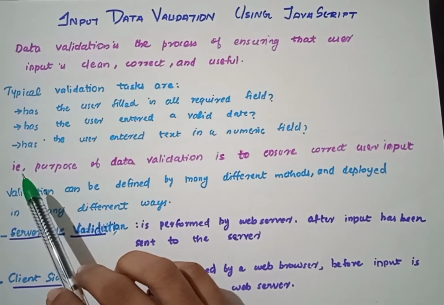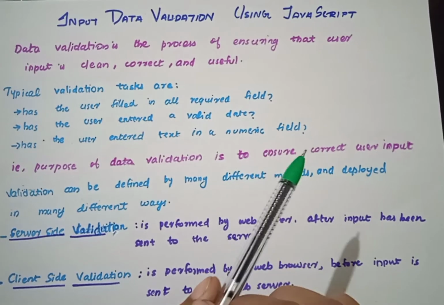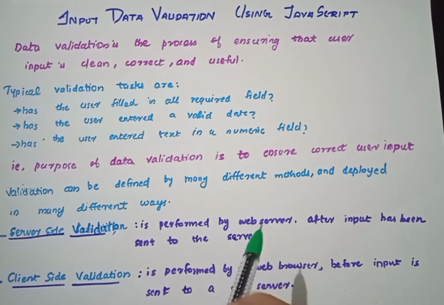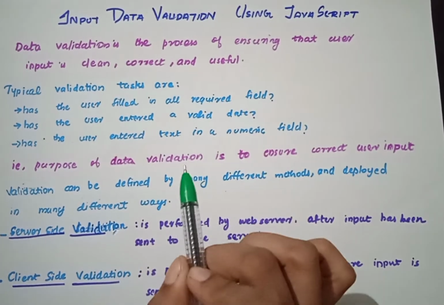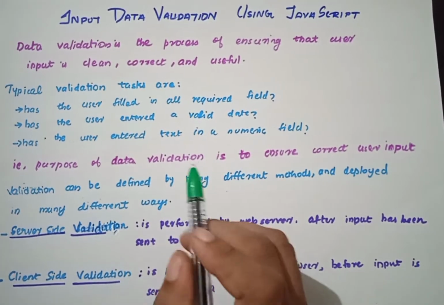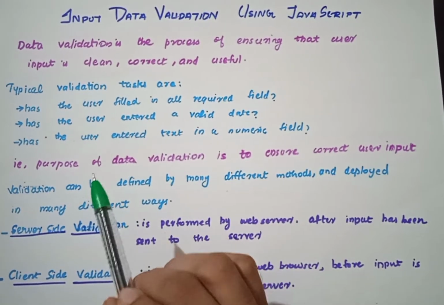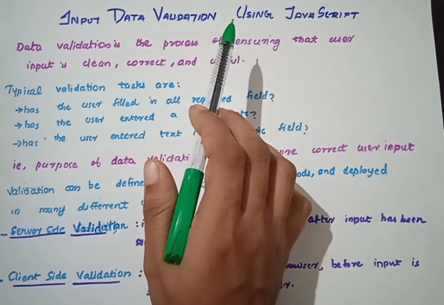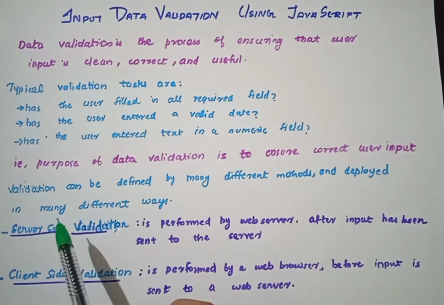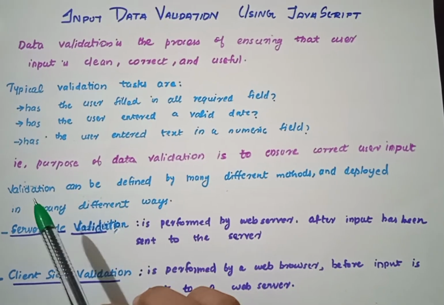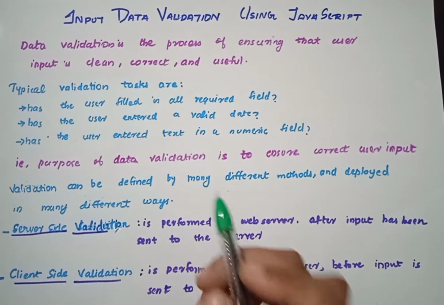Let's see a brief one. The purpose of data validation is to ensure correct user input. In each and every form, it is mandatory to get correct user input, and that is normally ensured using input data validation. Then validation can be defined by many different methods and deployed in many different ways too.